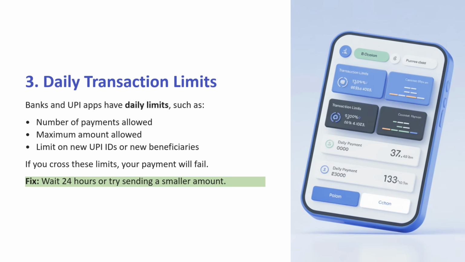Third one is daily transaction limits. Banks and UPI apps have daily limits, like the number of payments allowed, the maximum amount allowed, and limits on new UPI IDs or new beneficiaries. If you cross these limits, your payment will fail. The fix is you have to wait for 24 hours or try sending a smaller amount.